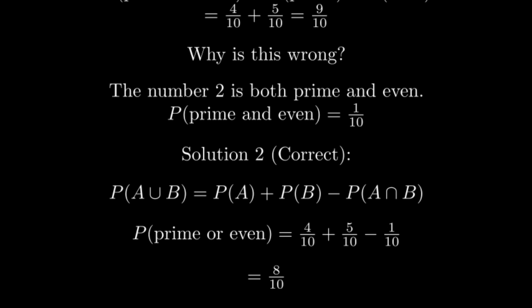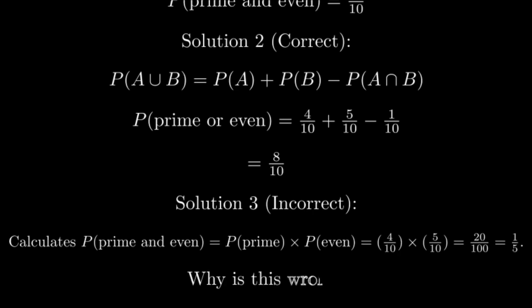Let's quickly check another common error. Solution 3 tries to find the intersection by multiplying the probabilities. This would only be correct if the events were independent. But are they? They are not. Knowing a number is prime makes it much less likely to be even. Only the number 2 works. Since one event affects the other's probability, they are not independent, and we cannot use the multiplication rule here. We have to find the intersection by direct counting. This example highlights the importance of first checking if events are mutually exclusive or independent before applying a simplified formula.